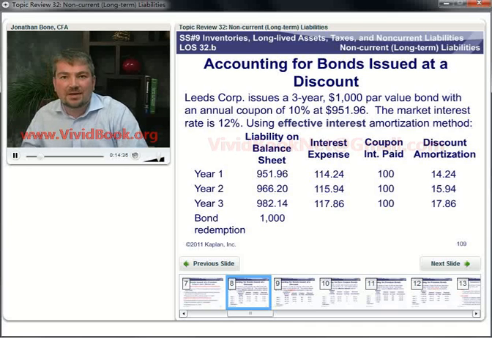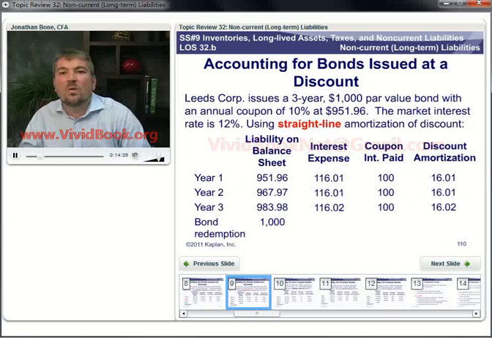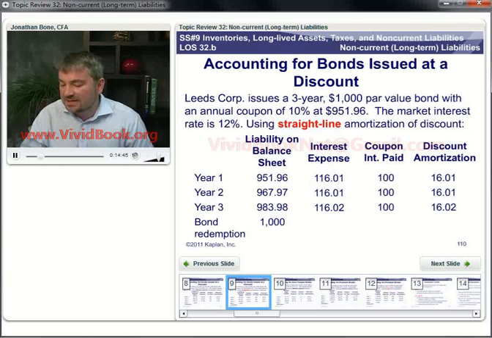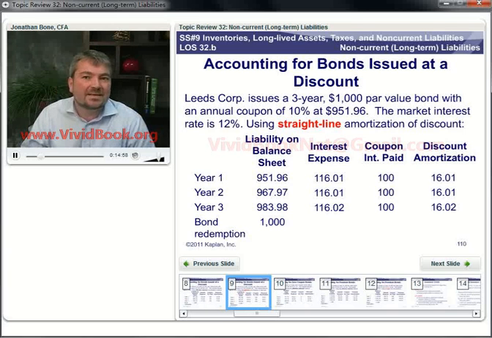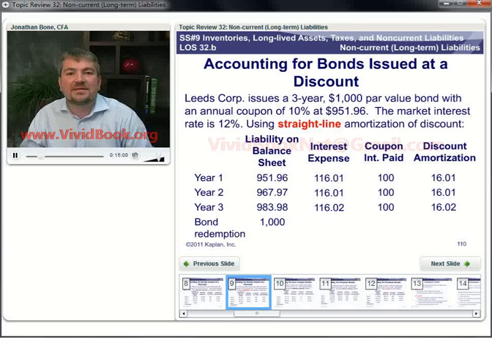Okay, let's have a look then at that straight line. Notice what happens with straight line. All it means essentially is that the amortization of the discount is constant over its life at 16.01. We've had to do a little bit of rounding in year 3, which means the interest expense is constant in this case because it's just the coupon plus the amortization of the discount. Okay, so you get the same interest expense every single year.